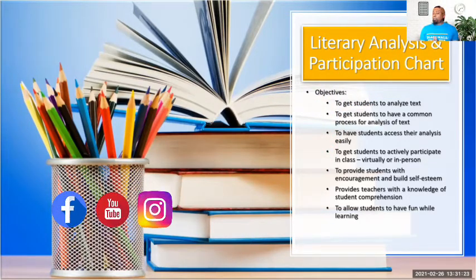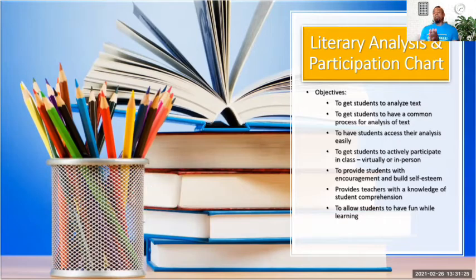Another objective, number 6, I believe, it provides teachers with a knowledge of the student's comprehension. If you see little Johnny always turning in his L.A.P charts and there's always a section that's blank, you know that Johnny doesn't understand what tone is, or he doesn't know what motifs are, or he doesn't understand that there's a second character that should be driving the story. These are things that you can address with your consultations when you're conferencing with these students. So it helps us and not just the students.